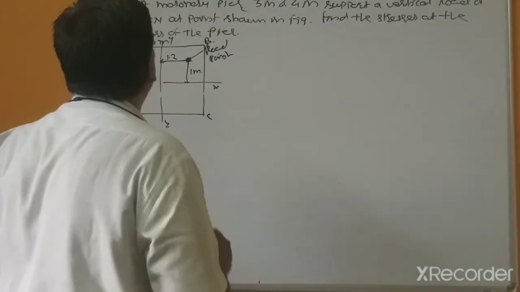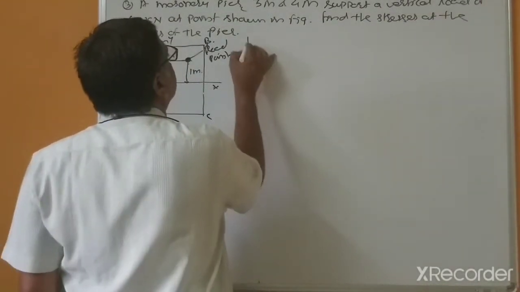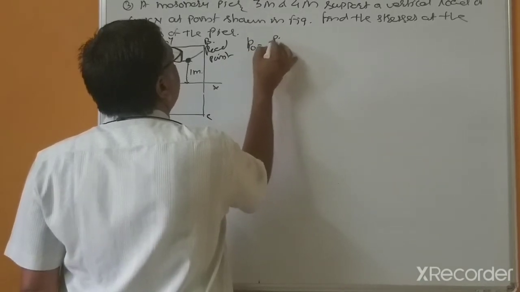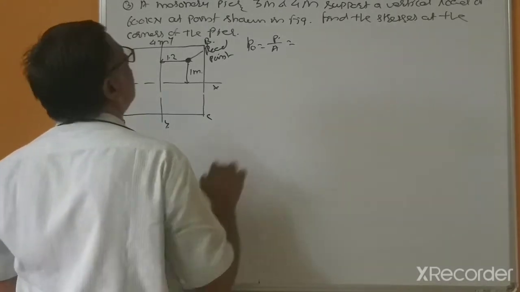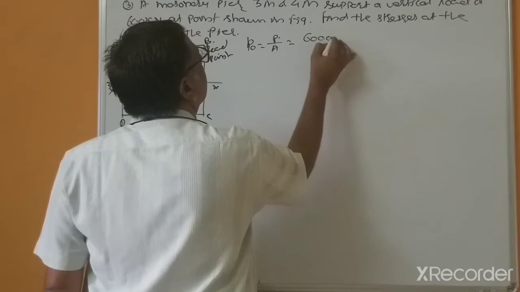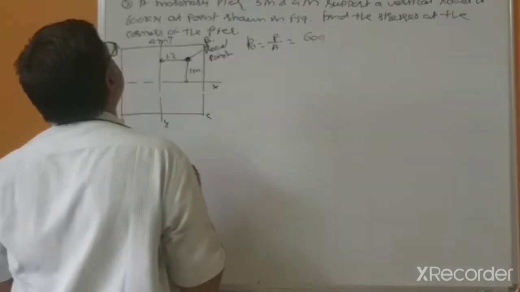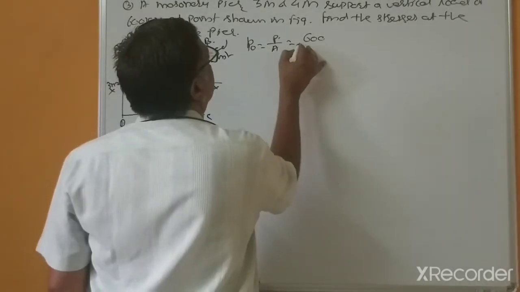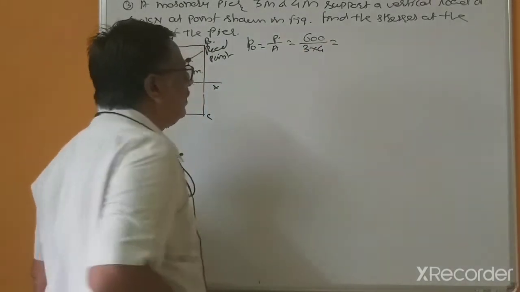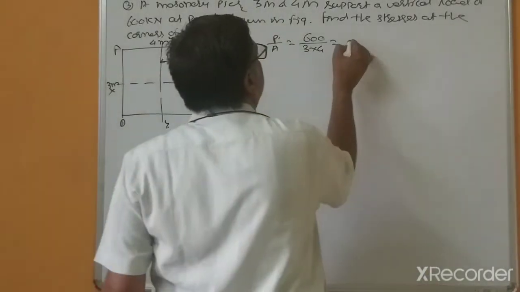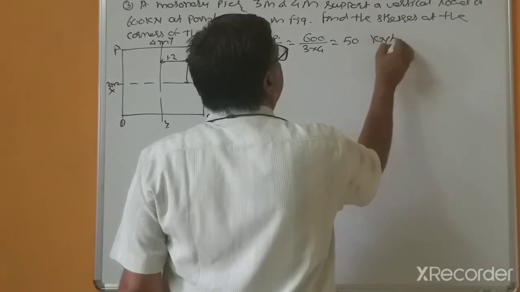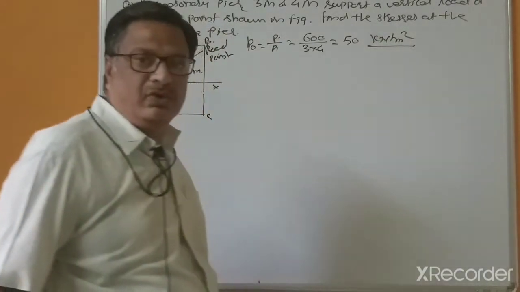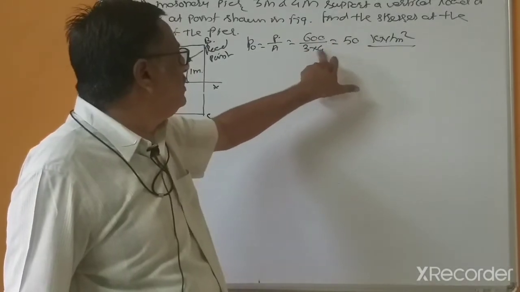So first we'll calculate direct stress equal to P divided by A. So P equal to how much? 600 kilonewtons, and area is in meter square, 3 by 4, 12 meter square, so this is equal to 50 kilonewton per meter square. We will keep it as it is: kilonewton and meters, so kilonewton per meter squared.